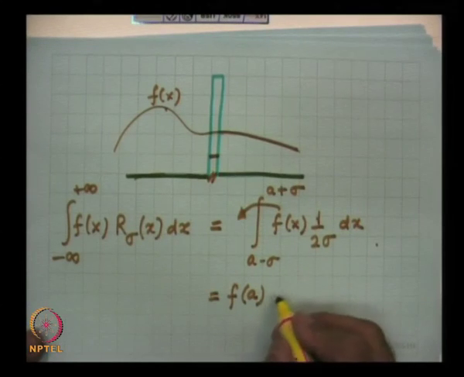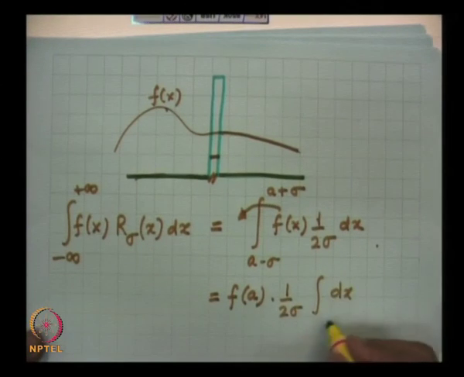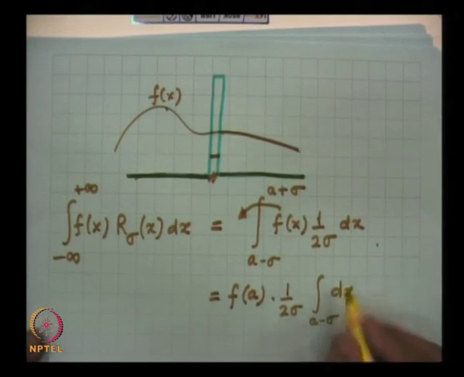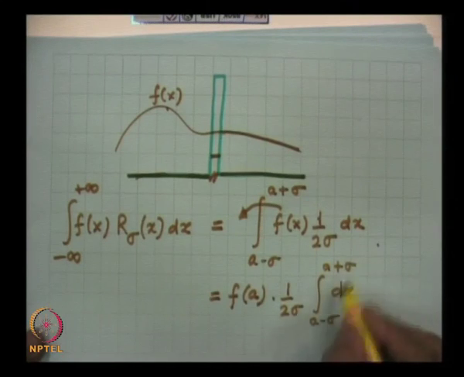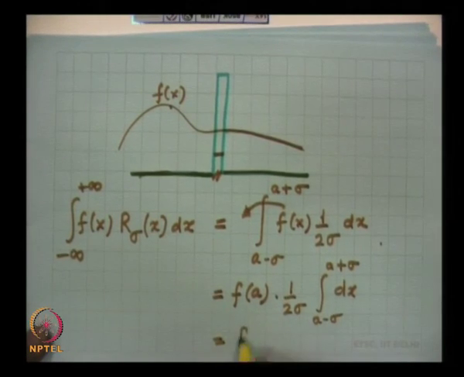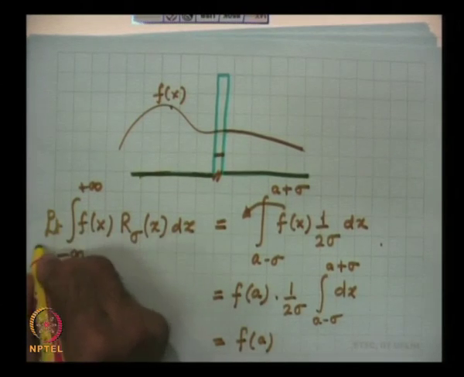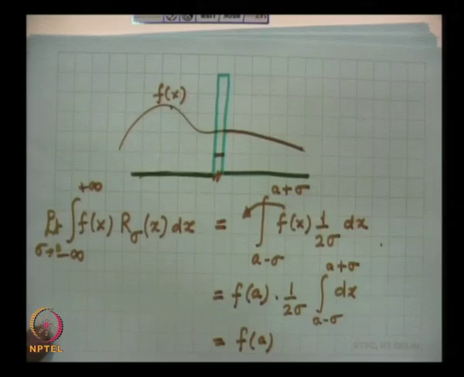So, this becomes f of a into 2 sigma, 1 over 2 sigma, integral dx. So, this is equal to the integral from a minus sigma to a plus sigma, so this is 2 sigma. So, 2 sigma cancel out and you get f of a. So, this is in the limit of sigma tending to 0.